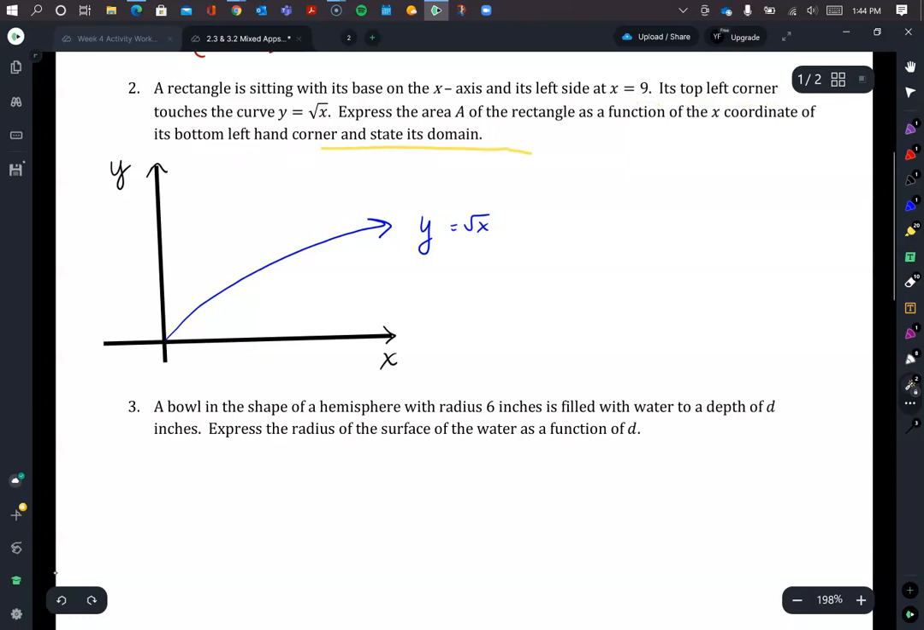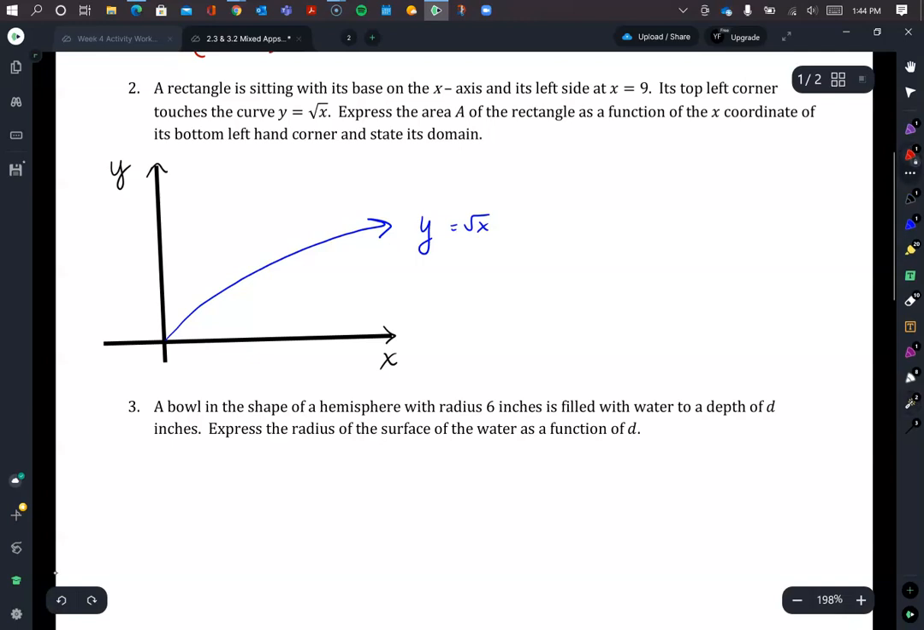So if I think about what's happening, I wanted to draw in the coordinates there. So the x-y axis. And then I also want to sketch in my y equals square root of x because I need to have that. And then I have to think about what's happening. So I have my rectangle.